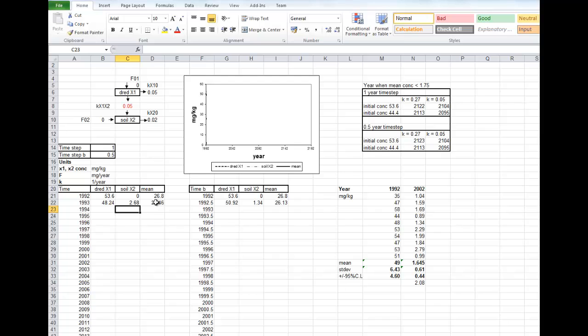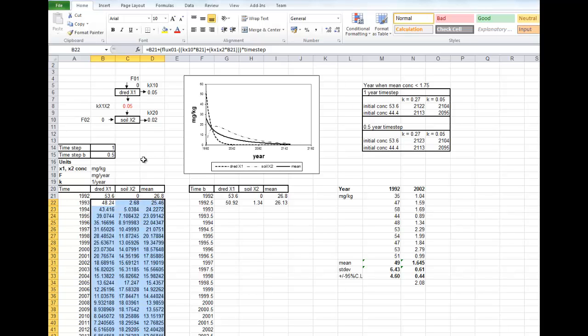Then we've put a column on here which is to give you the mean. So it's just two of these numbers divided by two. So we've got a dredgings concentration, a soil concentration, and a mean concentration. You can copy those down. The graphs appear.